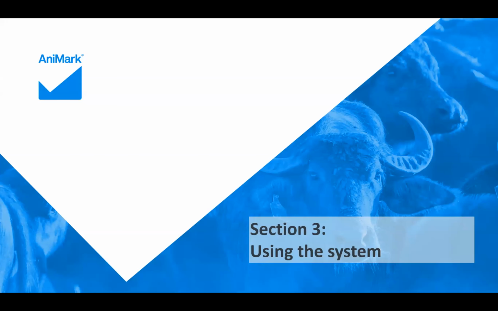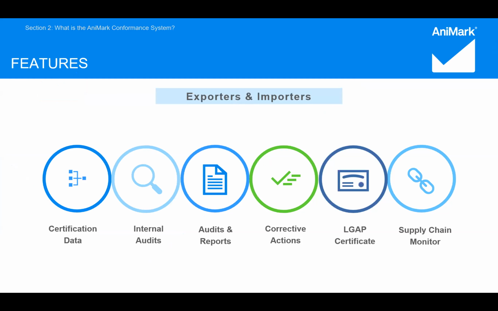Now we've covered off the users of the system, I'm going to talk about each of the functions in detail with a demonstration of that system function. So to recap, we're going to have a look at how you can see your certification data and risk rating, complete internal audits, check on external audit status and access audit reports, submit corrective actions in response to nonconformities that might be issued to you, access your LGAP certificate, and for operators, we'll go through the supply chain monitor as well. The first thing I'll show you is how to see the overview of your certification data.